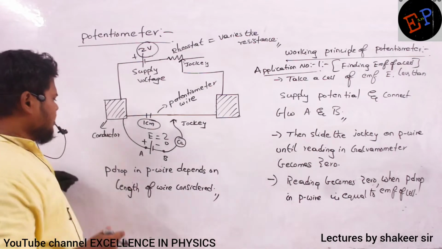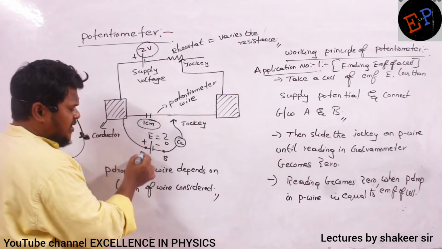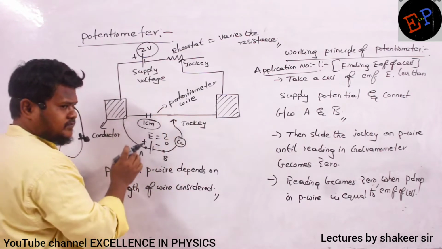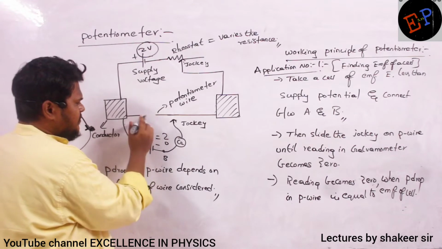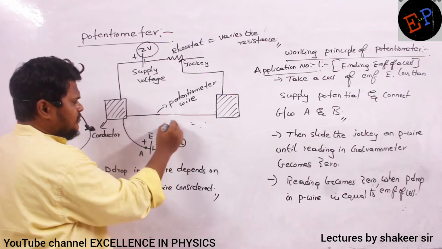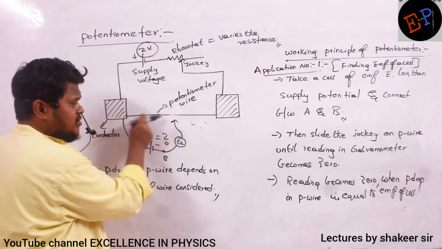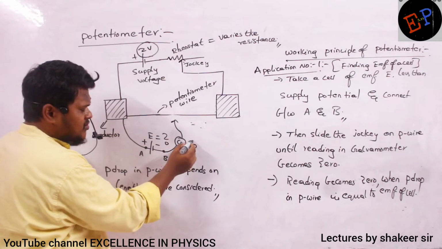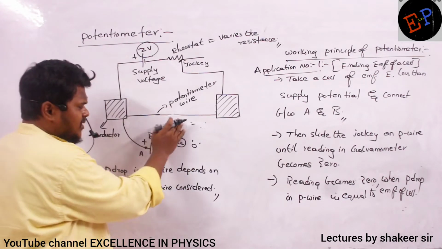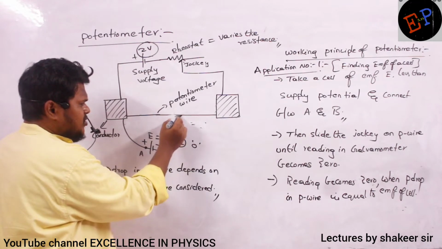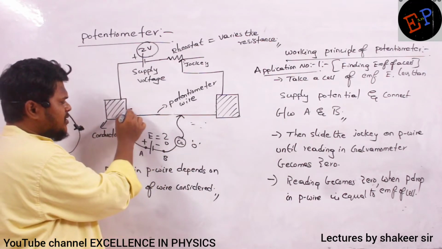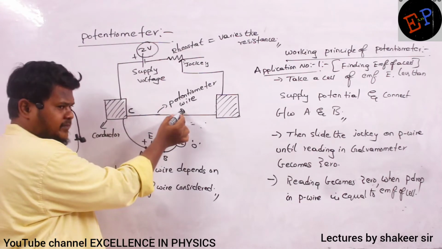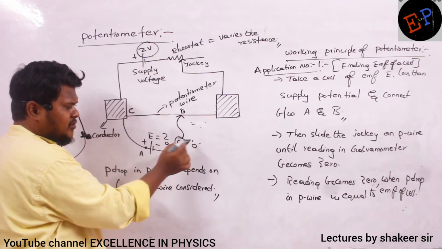Now after introducing this unknown battery, I will take this jockey and continuously slide it on this potentiometer wire, until the reading of the galvanometer shows 0. For example, after joining the galvanometer up to here, let us call these points point C and point D. So the jockey is connected at point D. Then I see that the reading of the galvanometer is 0.